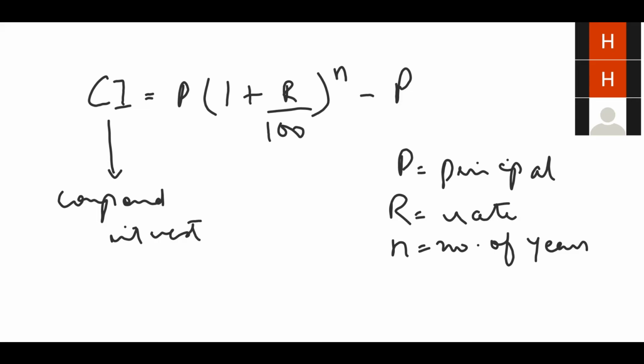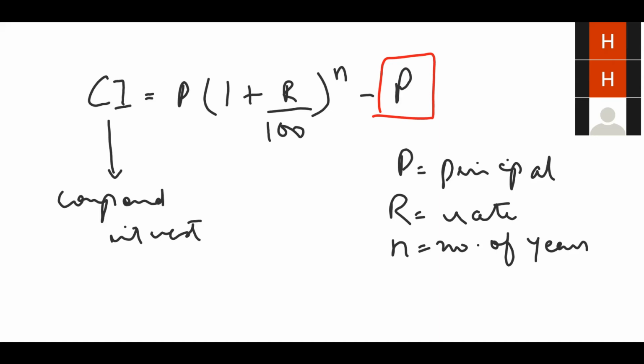Okay, so this was the formula for your compound interest. Now a question arises here: why are we subtracting the factor of P here? Compound interest is the extra amount that the bank pays. So we have to find the compound interest by the extra amount, which is going to be the amount excluding the principal amount that you've paid to the bank.